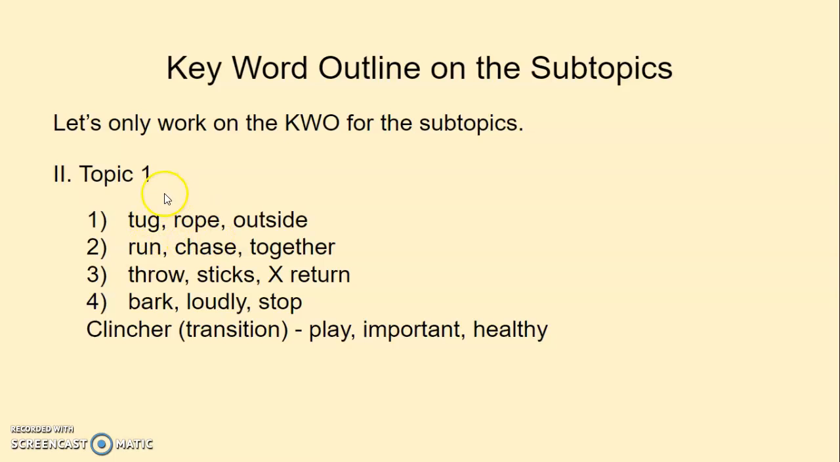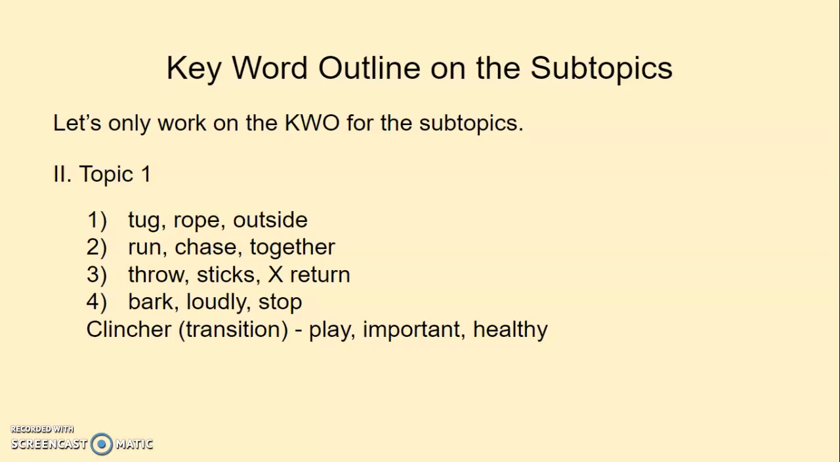So you can see I chose tug, rope, outside, run, chase, together, throw, sticks, doesn't return, that's what the X is for, means doesn't, bark, loudly, stop. Now, I want you to think about first the sentence you want to write about, and then choose the 3 words to create the outline.